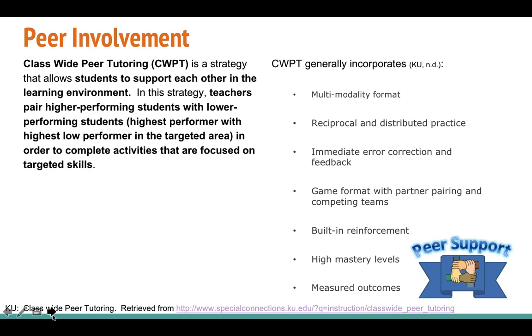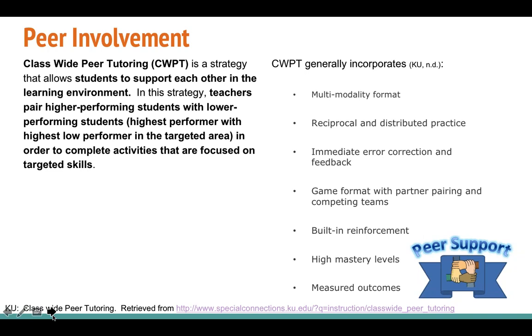It also ensures high mastery levels because of the way it's set up, and it also includes measured outcomes. So you're really tracking what's happening. You're structuring this, and as the teacher, you're floating through your classroom and you're checking in with those peers as they're teaching each other to make sure that they're learning the material that they need to. So you can come up and say, okay, so Johnny, I heard you say, 2 + 2 = 4. What do you think about that, Sam? Is 2 + 2 really 4, or a different character out of a book?